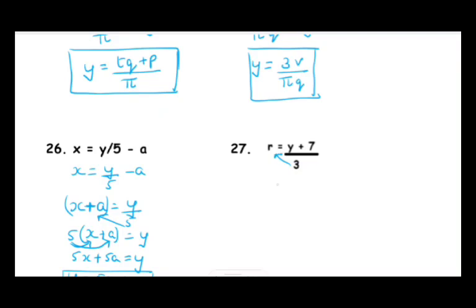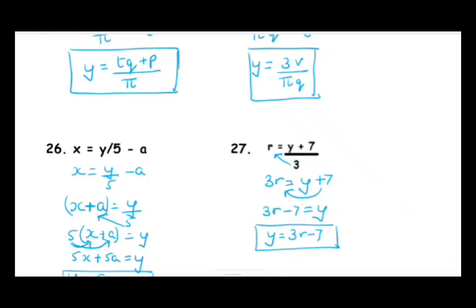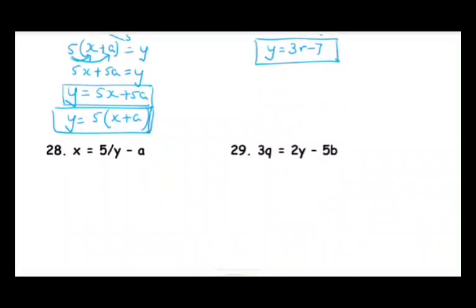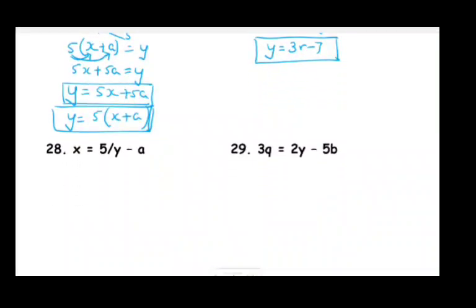Take the 3 to the LHS, so it becomes 3r is equal to y plus 7. Take the 7 to the LHS, so plus 7 becomes minus 7. Y brought to the LHS, and that's your answer. This is a 2-mark question. Let's look at this one now. So let me just simply write it like that.